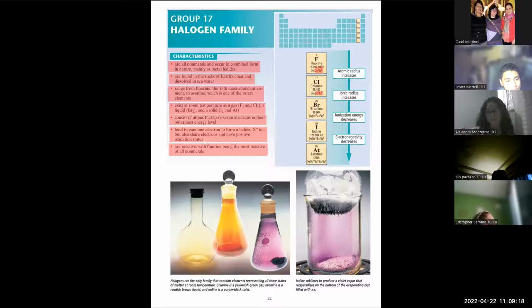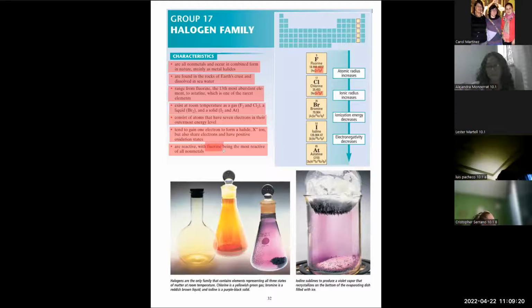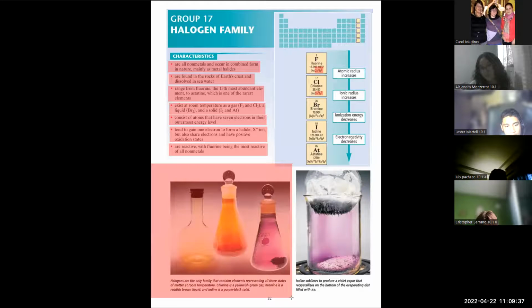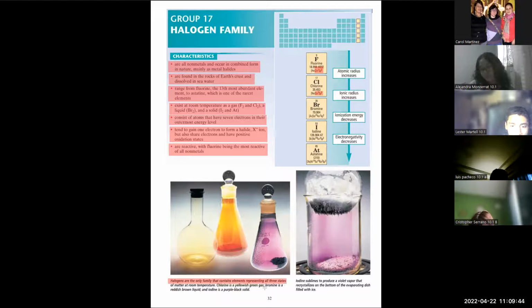And fluorine, my friends, fluorine, this guy, oh my god, this guy is the greatest one. Fluorine is the most reactive element of all the known nonmetals. Now take a look here in this picture. Halogens are the only family that contains elements that represent all 3 states of matter at room temperature. That means that they can be solid, liquid, or gas.